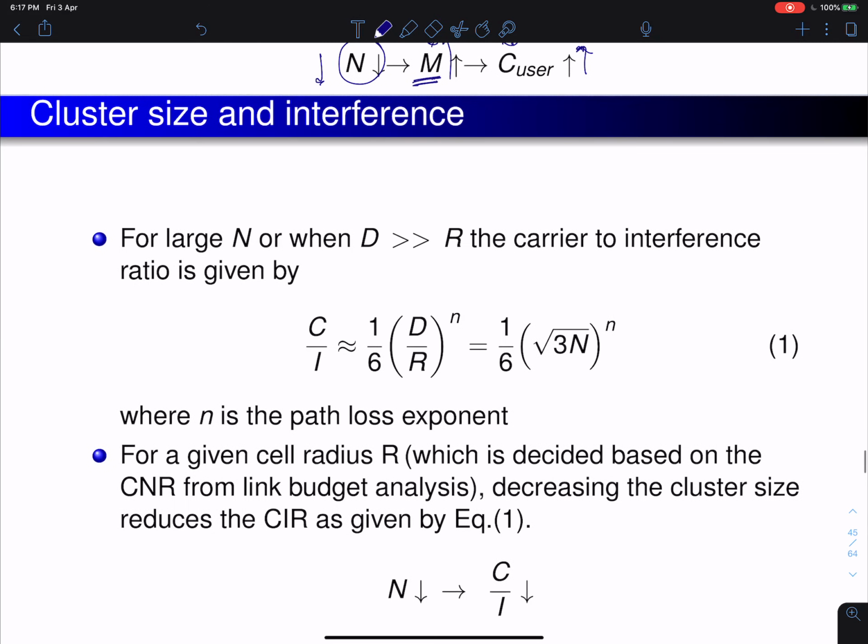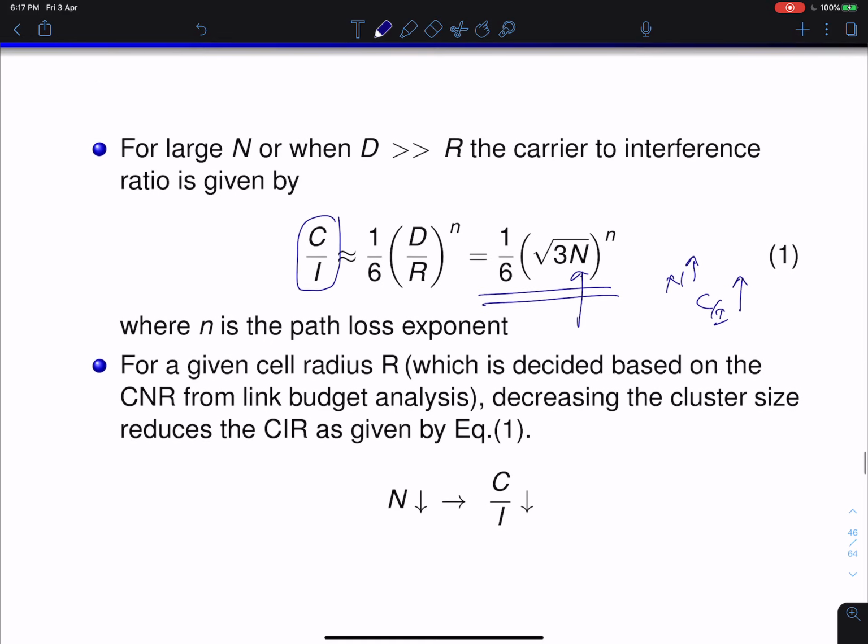Now we are also aware that the carrier to interference ratio is proportional to the cluster size N. So we know that if you increase the cluster size, carrier to interference ratio is definitely going to increase, but user capacity will reduce. And if you reduce the cluster size, carrier to interference ratio will reduce.